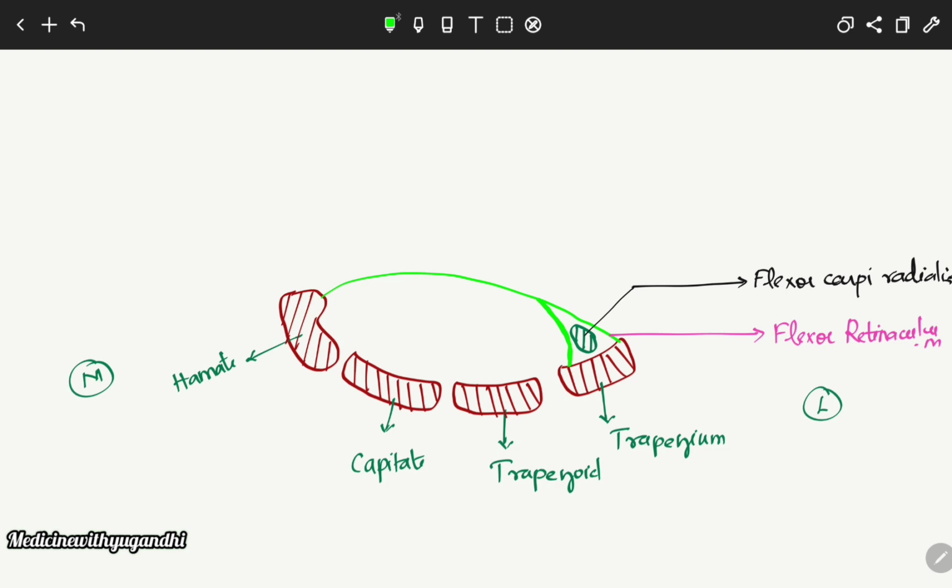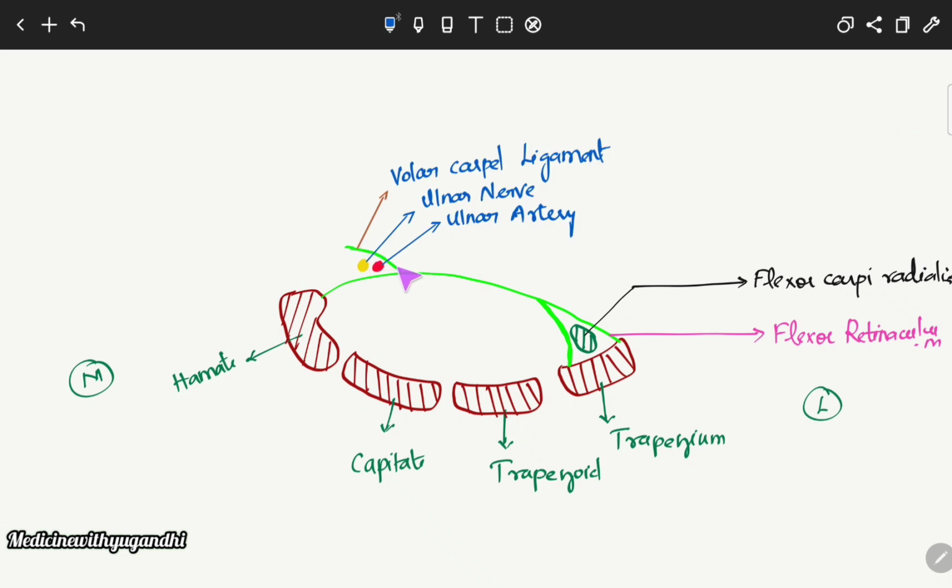And on the medial side, a superficial slip arises and it is attached to the pisiform bone. In this diagram, the pisiform bone is not shown. This superficial slip is called the volar carpal ligament, under which the ulnar nerve and ulnar artery pass through. This is the ulnar nerve from the medial cord of the brachial plexus, and this is the ulnar artery, which is a terminal branch of the brachial artery.